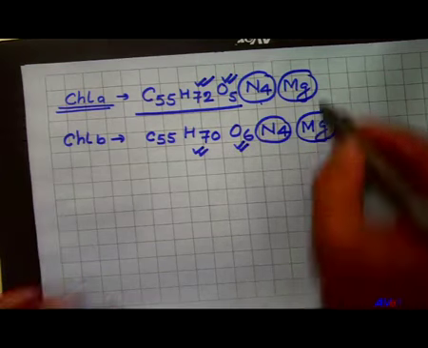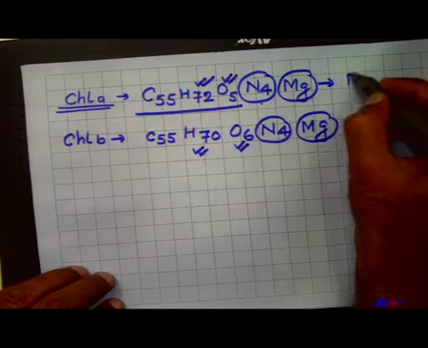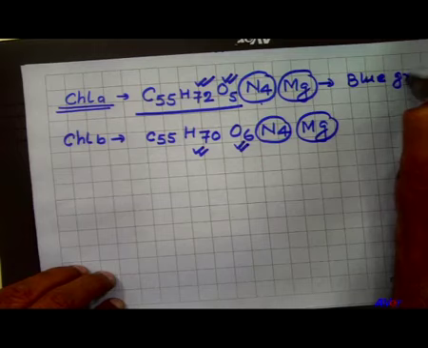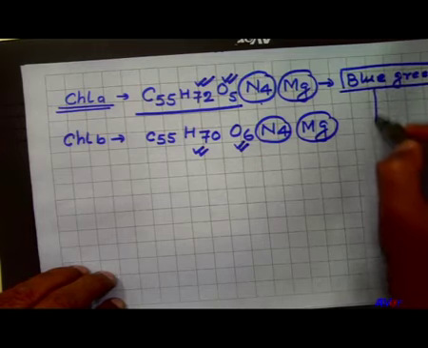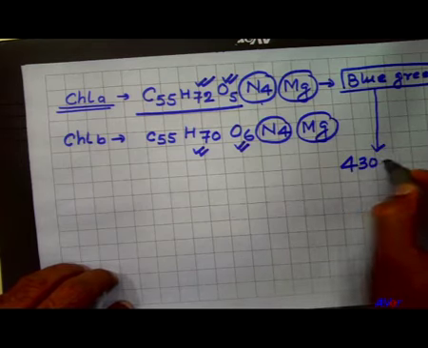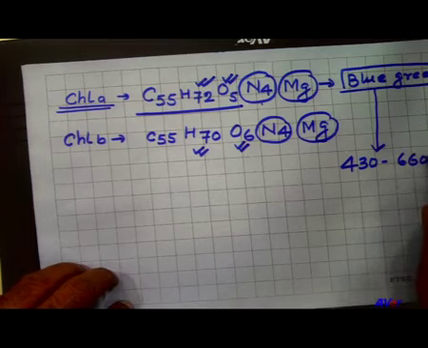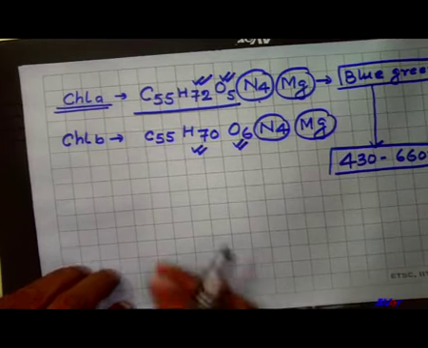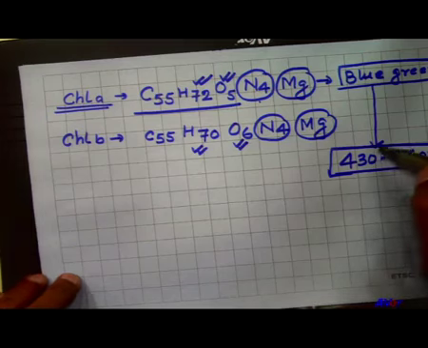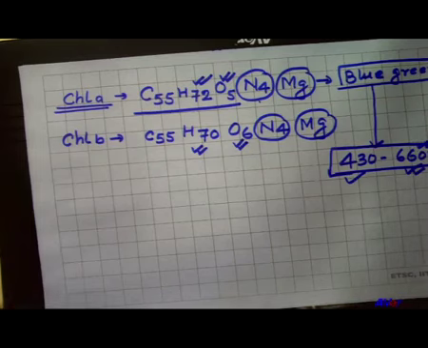The chlorophyll A is generally blue green in color, and the most important thing is it absorbs light of 430 to 660 nanometer wavelength. Chlorophyll A shows the action spectrum and absorption spectrum also. The blue green algae receive a maximum range at 430 and 660 nanometer wavelength of light.